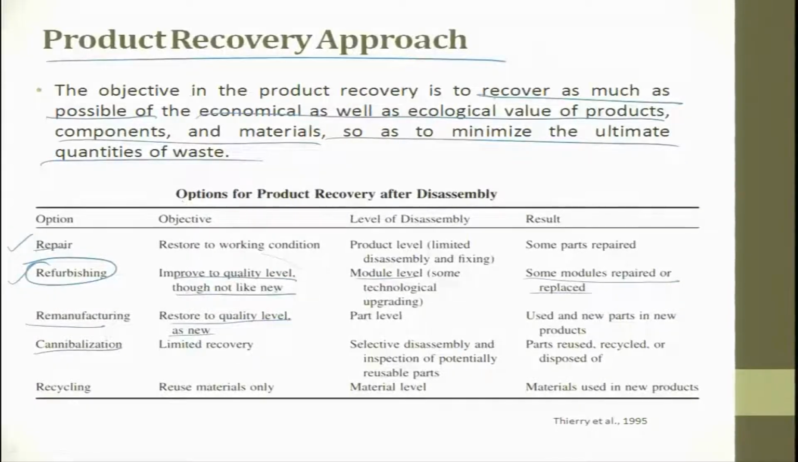Then cannibalization. Cannibalization is limited recovery. I cannot use major parts, I use only a very small number, so that is called cannibalization. Selective disassembly and inspection of potentially reusable parts falls in cannibalization. The parts are reused, recycled or disposed of. Recycling is reuse of material only. It happens at the material level: the material can be used in new products. So, this approach is called the product recovery approach.